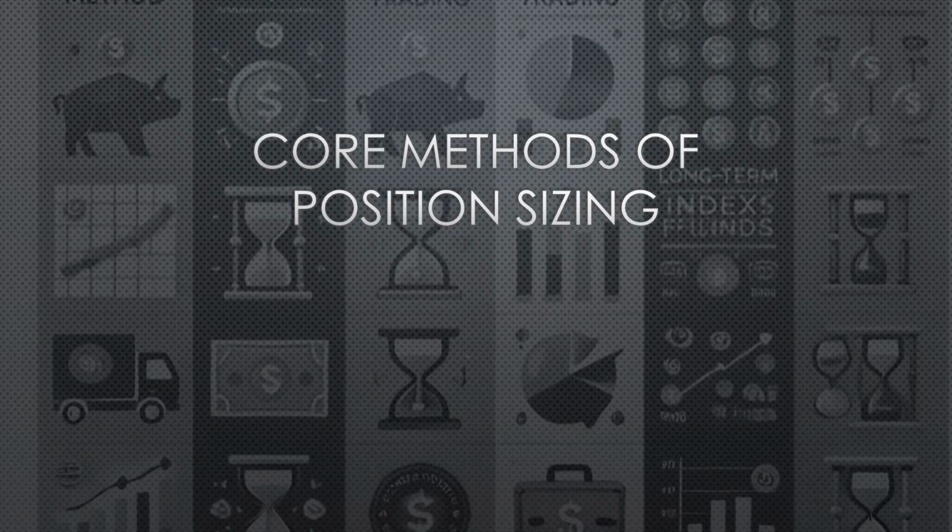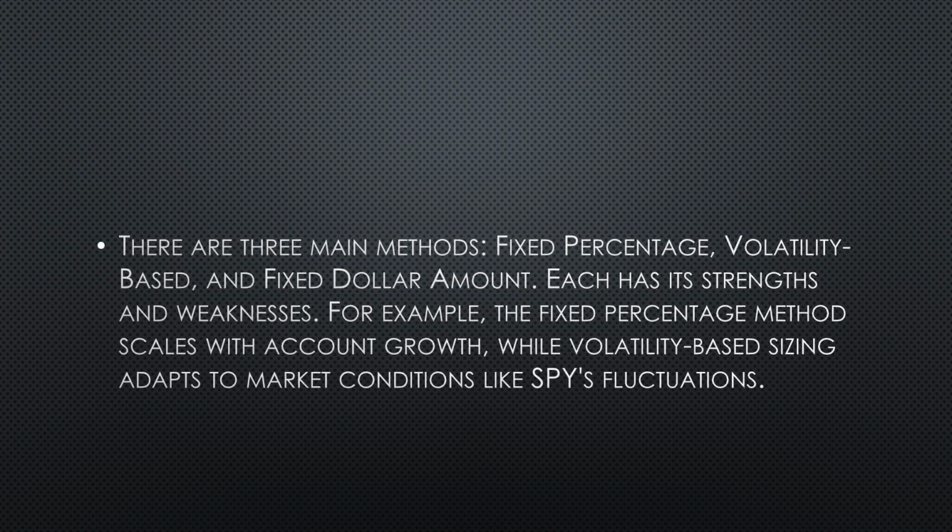Core methods of position sizing. There are three main methods: fixed percentage, volatility-based, and fixed dollar amount. Each has its strengths and weaknesses. For example, the fixed percentage method scales with account growth, while volatility-based sizing adapts to market conditions like SPY fluctuations. Each method has its advantages and disadvantages.